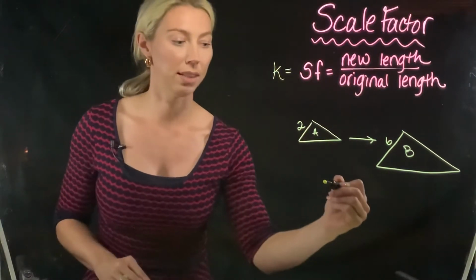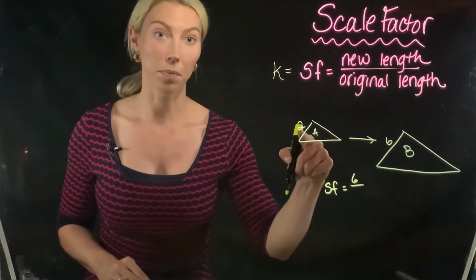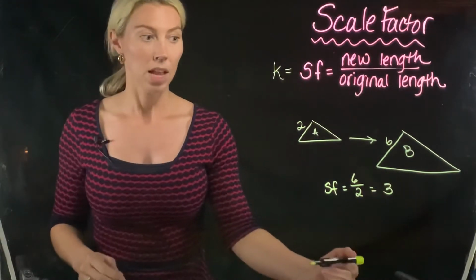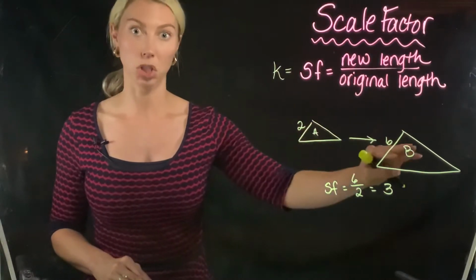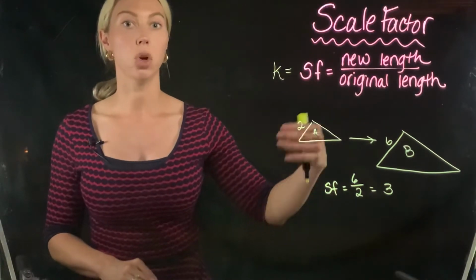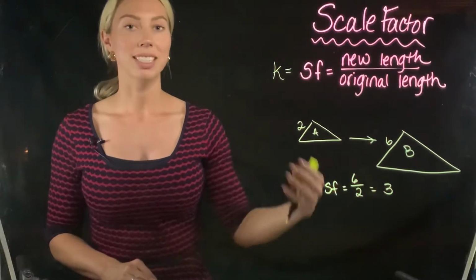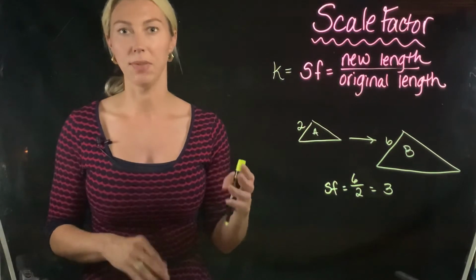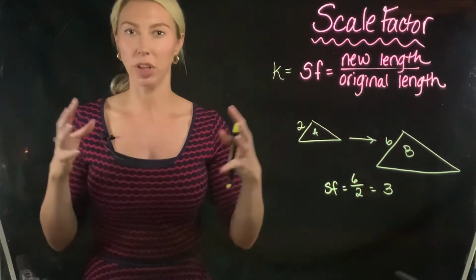So to find the scale factor, I would take the new length, which is 6, and divide it by the original length, which was 2, and that gives me a scale factor of 3. Now, sometimes your shape doesn't become an enlargement. It's actually a reduction. Any scale factor greater than 1 is going to give us an enlargement. If our scale factor is less than 1, but not negative, because that wouldn't make sense, so between 0 and 1, then we know that our scale was actually a reduction.